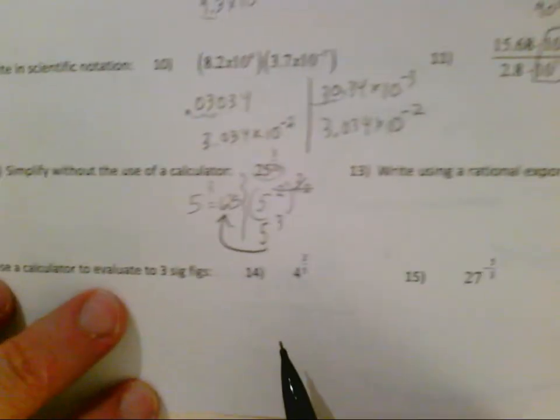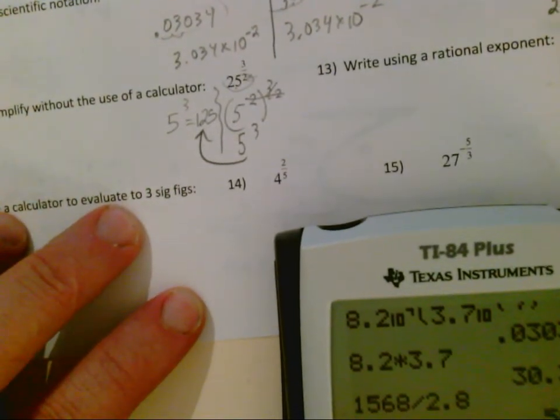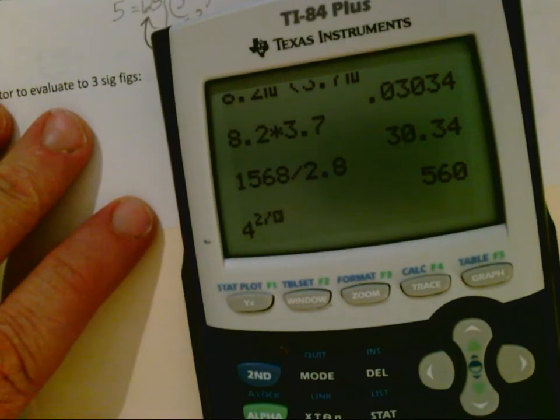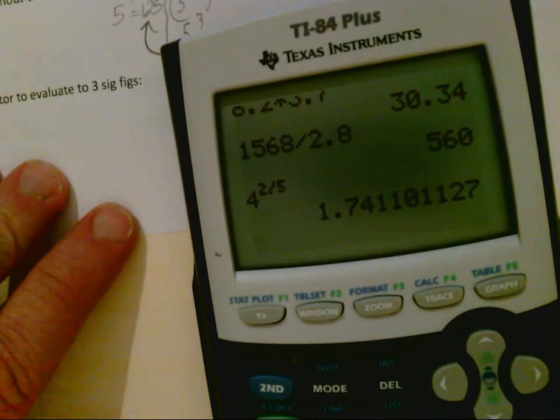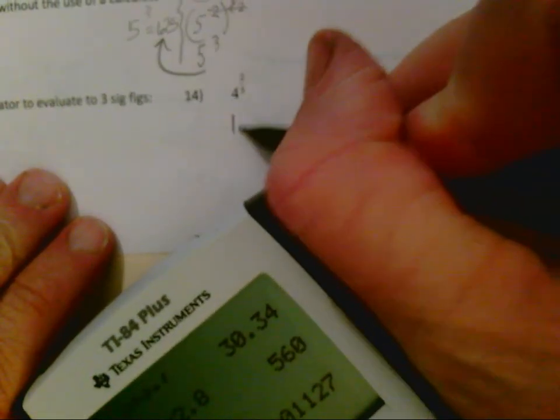And it says use a calculator to evaluate to 3 sig figs. So 4 raised to the 2/5. 3 sig figs would be 1, 2, 3. I look to the right. I don't change anything, so 1.74.